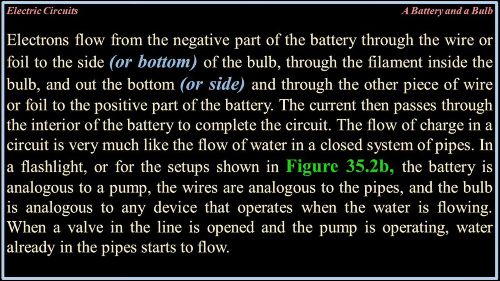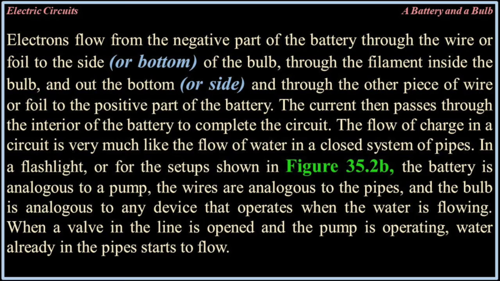Electrons flow from the negative part of the battery through the wire or foil to the side or bottom of the bulb, through the filament inside the bulb, and out the bottom or side, and through the other piece of wire or foil to the positive part of the battery. The current then passes through the interior of the battery to complete the circuit.